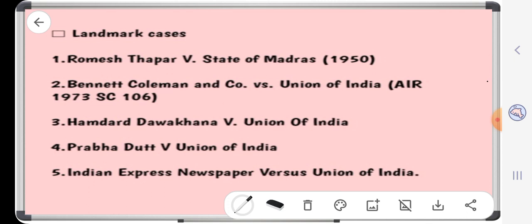Then we move on to the third case, that is Hamdard Dawakhana versus Union of India. In the case of Hamdard Dawakhana versus Union of India, the issue revolved around advertising prohibited drugs and commodities. The petitioners marketed a product claimed to possess self-medicating properties, promoting it to the general public. The petitioners faced obstacles due to objections raised against their advertisements.